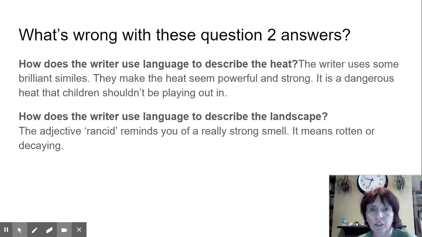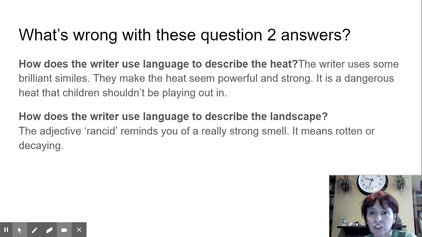Okay, so hopefully you got, in the first one, the writer uses some brilliant similes. Well, she might use some brilliant similes, but we need to know what they are. You can't just say brilliant similes. You've got to say specific similes. So if you said the writer uses the simile, birds were like dried fruit, that would be fine. But you can't just say some similes. We need to know what they are. That is the finding element in the FAN paragraph. So you need to find a language feature.